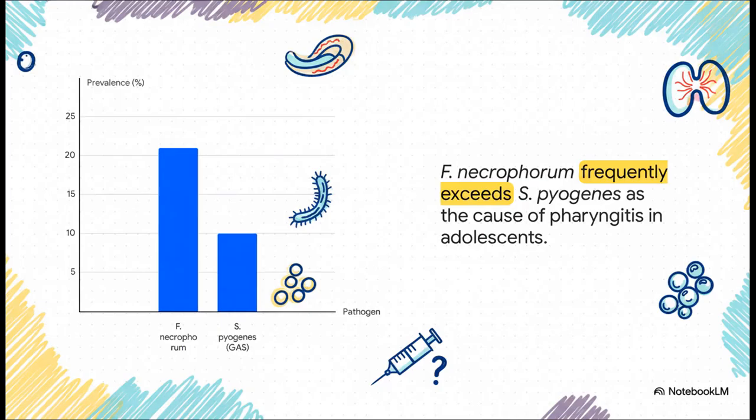It's pretty shocking, right? For adolescents and young adults, Fusobacterium necrophorum isn't some rare exotic bug. We're seeing it in 10 to 21% of pharyngitis cases. That often puts it ahead of Streptococcus pyogenes. So the leading cause of a bacterial sore throat in this group is a bacterium we barely even look for.